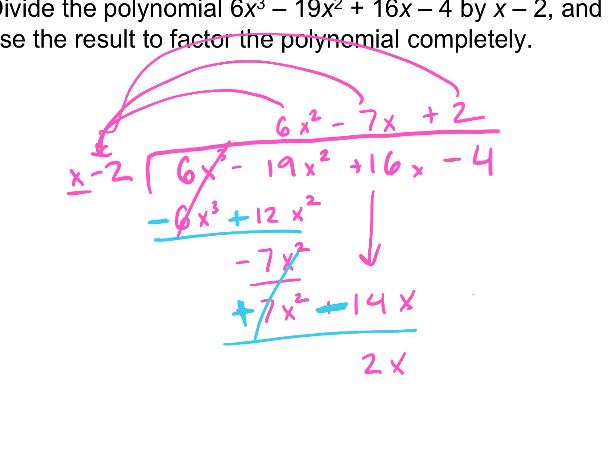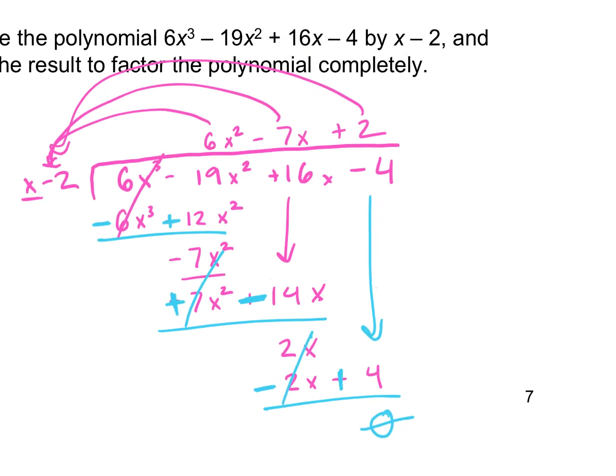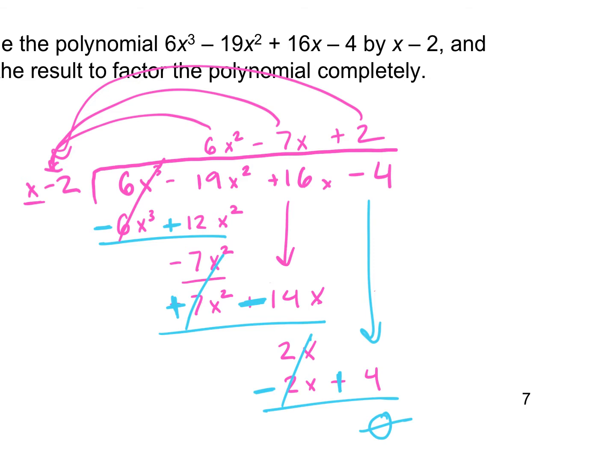Then we multiply what's up top with what's out front. So this would be 2x minus 4. What do I do next? Change the signs. This becomes negative. This becomes positive. This cancels out. Negative 4 plus 4 is 0. My answer is this thing up top here. Yep, there's no remainder, so this is just my answer.